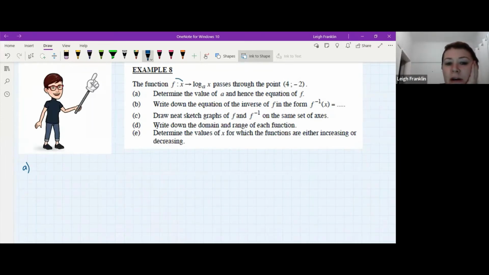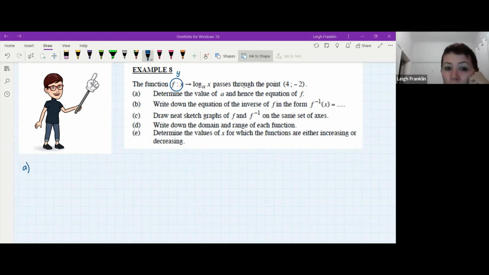Remember this over here means y. Can we find the inverse of the logarithm function in order to find the equation? Okay, you can do that, but you can sub in first and then you can work backwards if that's what you want to do.